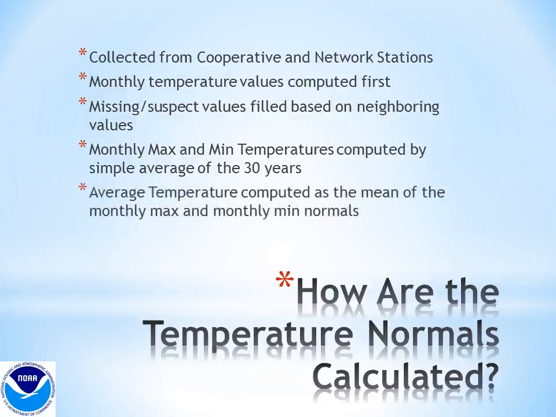The monthly average temperature is then computed as the mean of the monthly maximum temperature normal and the monthly minimum temperature normal. For the daily normals for maximum and minimum temperature, a constrained harmonic least squares fit is used. They are then checked against the monthly temperature values to ensure that the mean monthly normals are consistent with the means of the daily normals for a particular month.